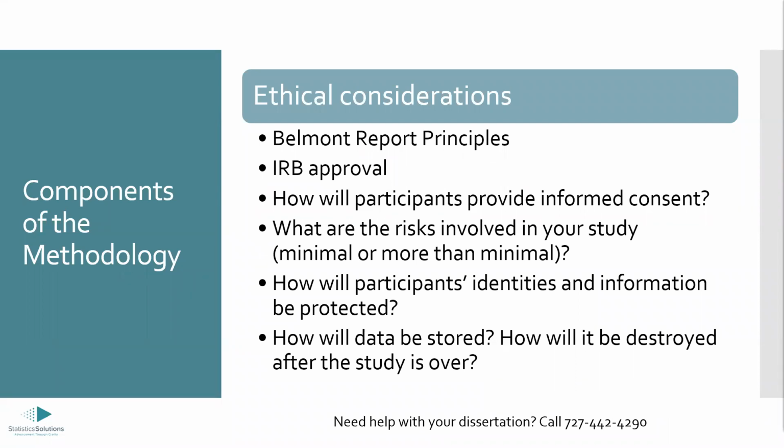The main principles that are discussed in the Belmont Report include beneficence, justice, and respect for persons. You'll usually want to explain each of these principles and explain how you are going to be upholding those principles as you conduct your research. You'll want to talk about IRB, or Institutional Review Board approval. Virtually all studies will need some kind of approval from an IRB, so you want to talk about that process and how you're going to get IRB approval before you collect any data.